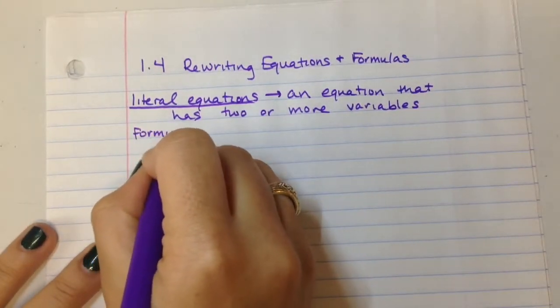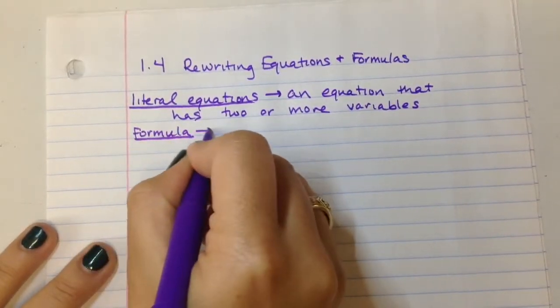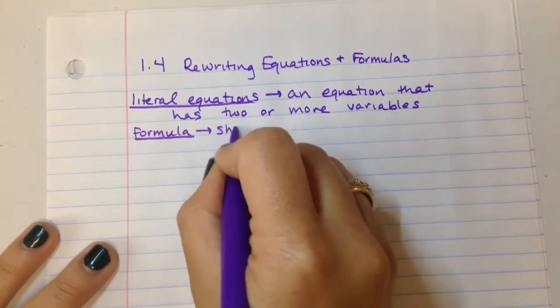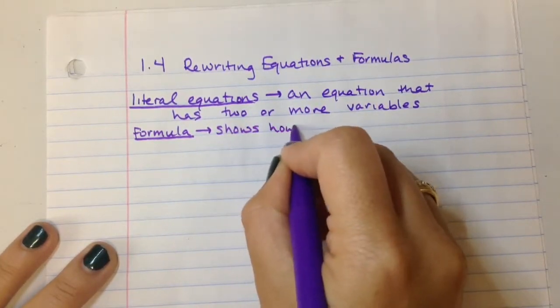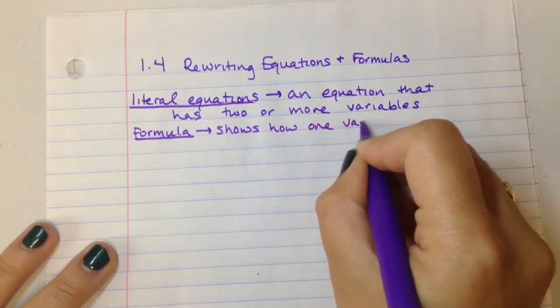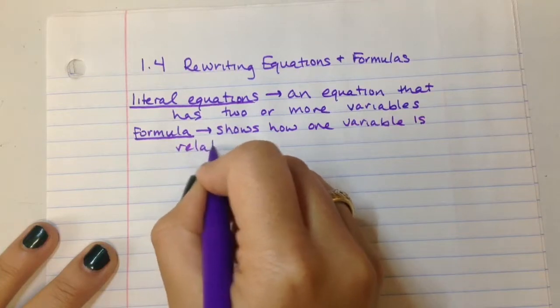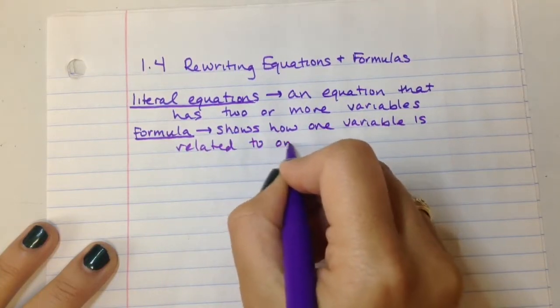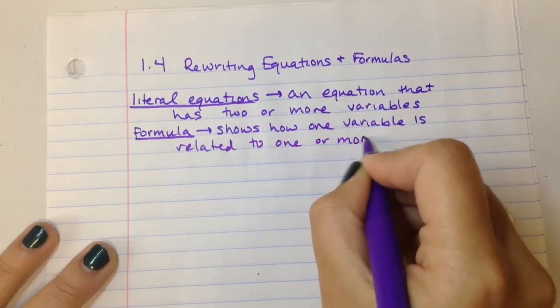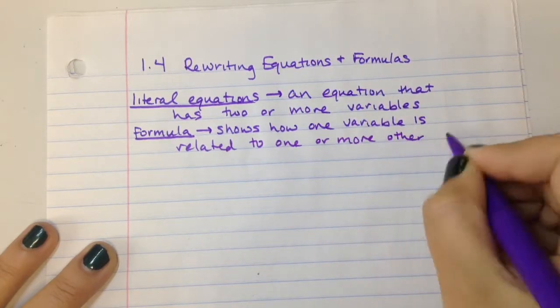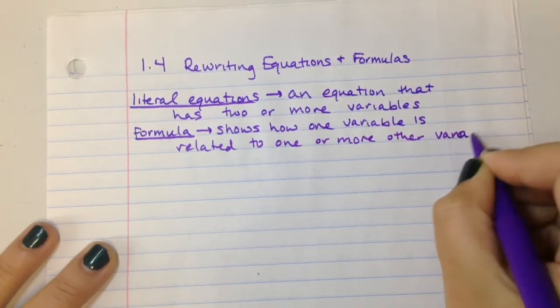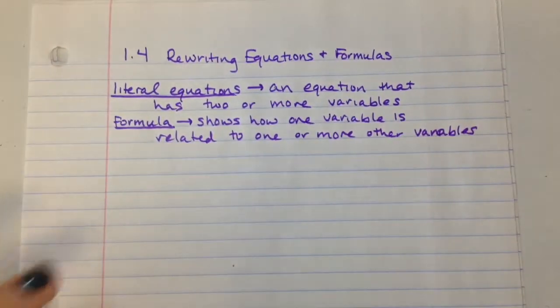A formula, which you've probably used before, a formula shows how one variable is related to one or more other variables. So you probably know that there's a formula for slope-intercept form, y equals mx plus b. That's a formula. So it shows you how x and y are related.